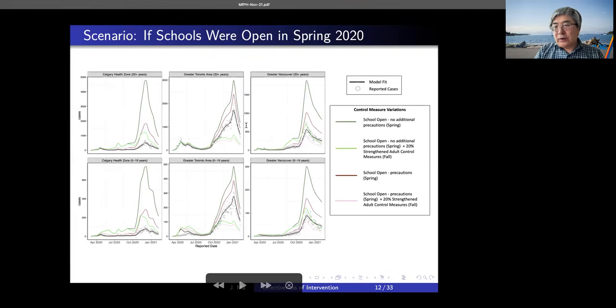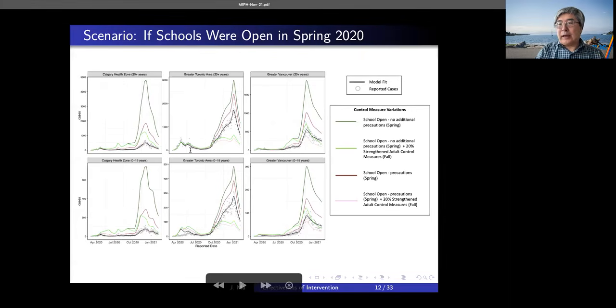And what if the schools are open, but we strengthen the adult control measures in the fall rather than in the spring? So we can see, starting from the spring, the case counts in Calgary are still high, but once in the fall, in September, we start to implement adult control measures, and that brings down the cases.